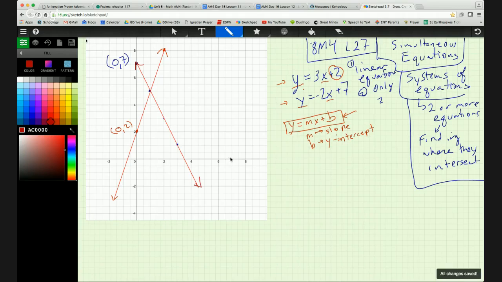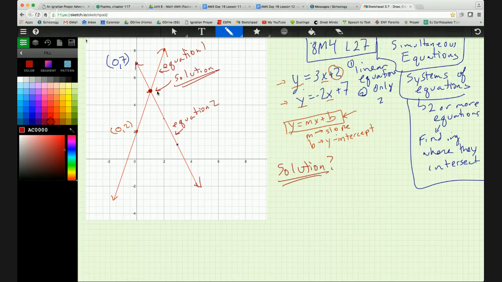Now the question here is, what is our intersection? What is our solution? Well, if every point on this line makes the first equation true, this is equation 1, and everything on this line makes equation 2 true, then the only point that makes both equations true is this one. This is what we call our solution, because we know this point will make them both true. And this point is (1, 5).